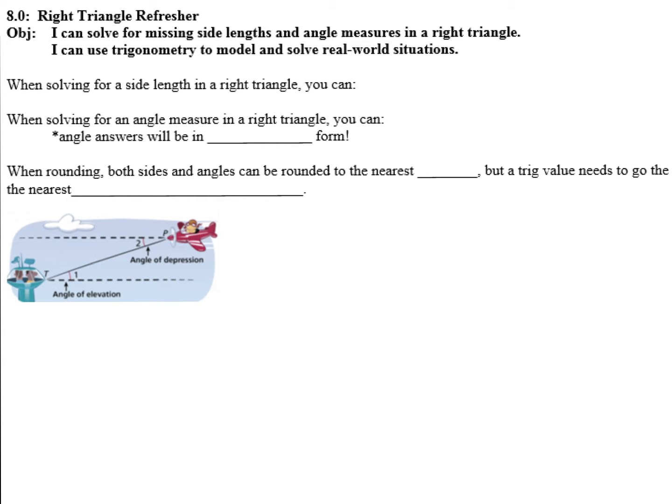So if you have a right triangle and you're solving for a side length, you've got a couple different options here. You can go with the Pythagorean theorem. It's always an option. The only limiting factor is if you wanted to use it to find a side length, you have to know 2.